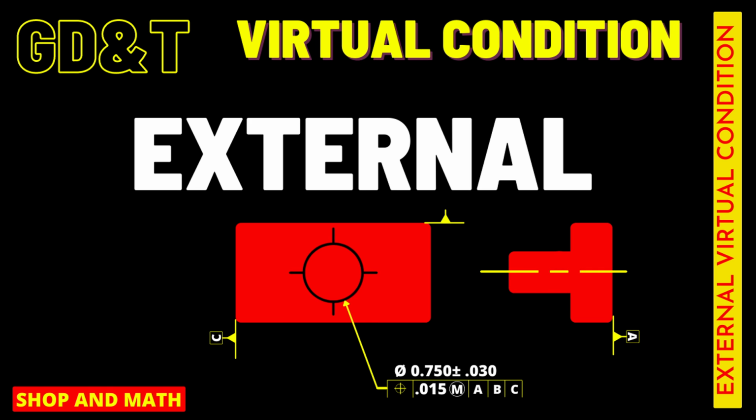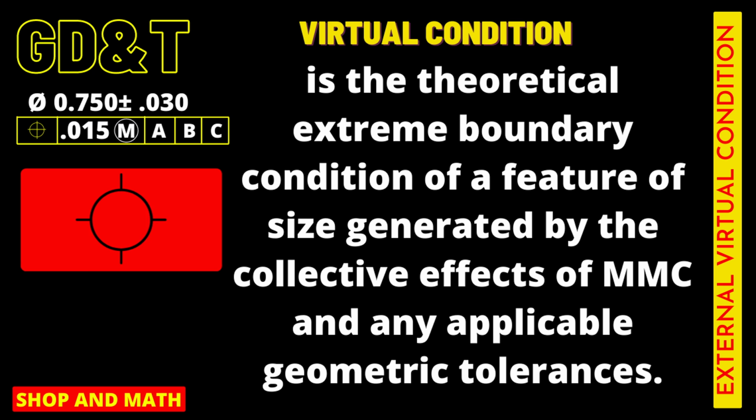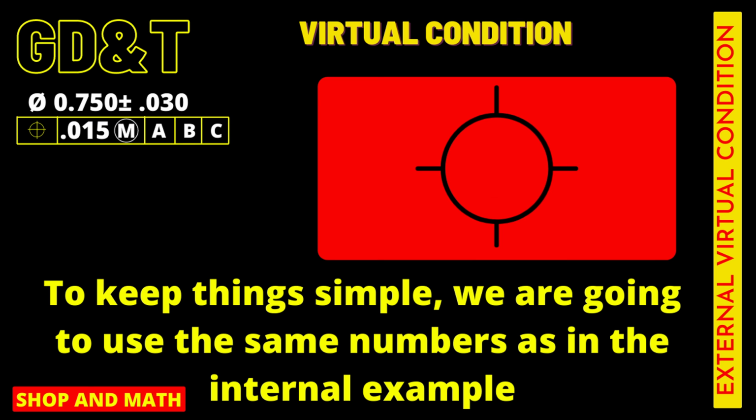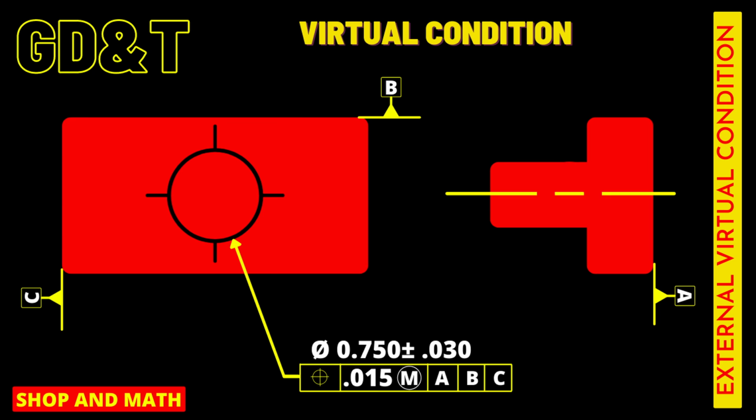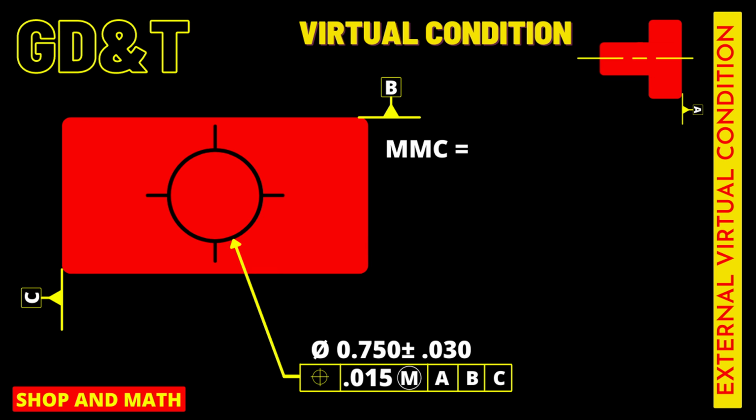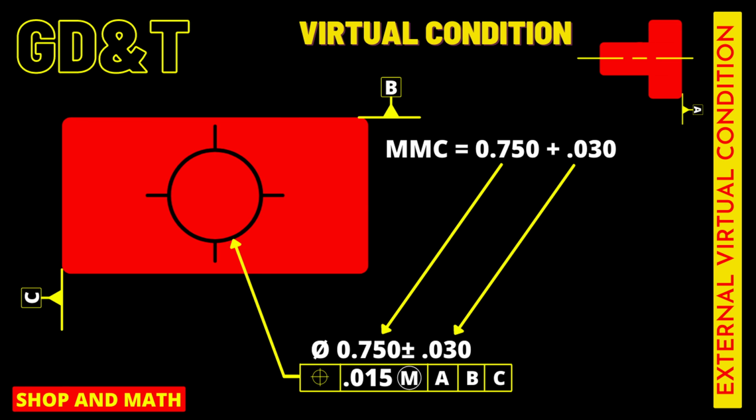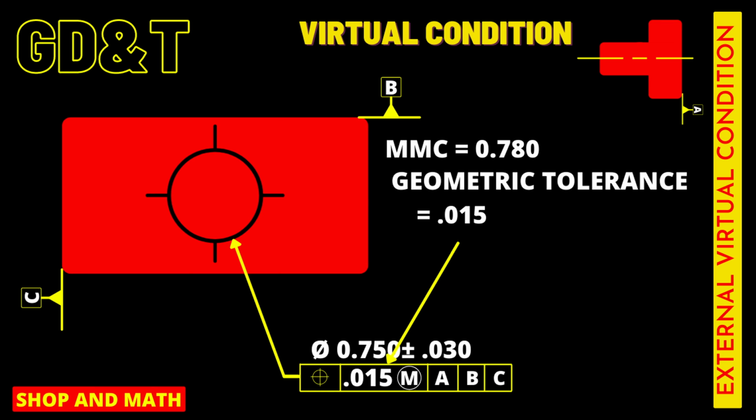Let's calculate the virtual condition for an external feature of size. To keep things simple, I'm using the same numbers as I did for the internal feature. Our external feature of size is 0.75 with a plus or minus tolerance of 0.03. We also have a positional tolerance of 0.015. In this video, we're going to refer to the feature of size as a pin or a stud. Let's calculate our maximum material condition. So it's 0.75 plus 0.03, which equals 0.78. Our geometric tolerance is 0.015.